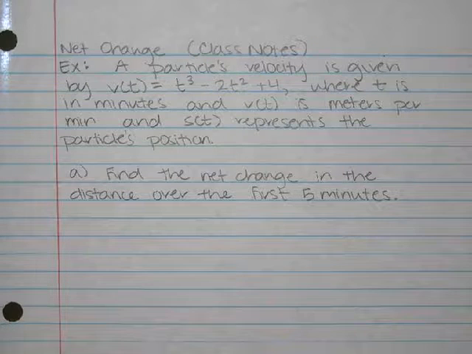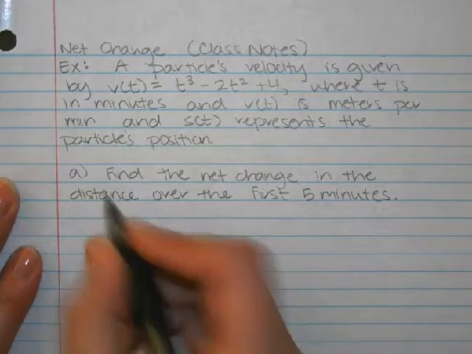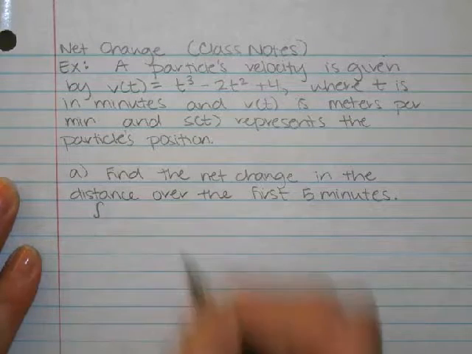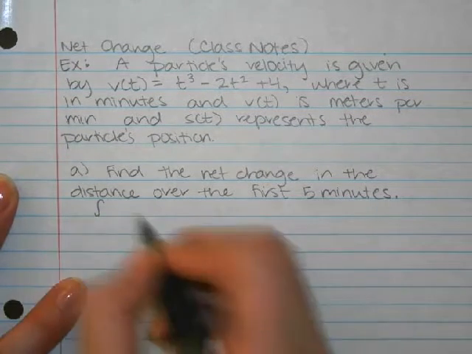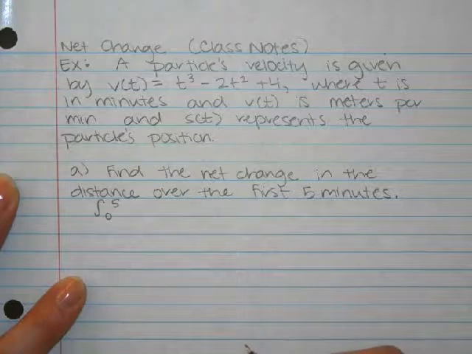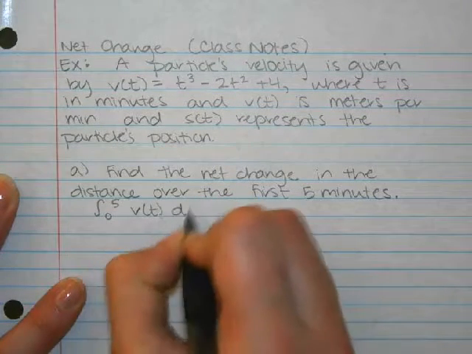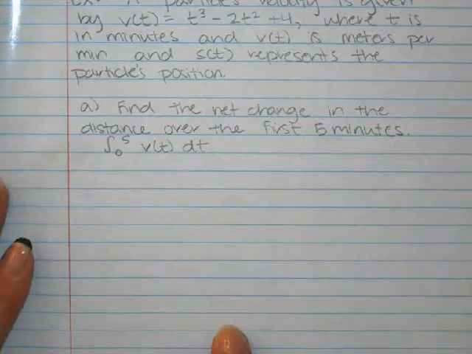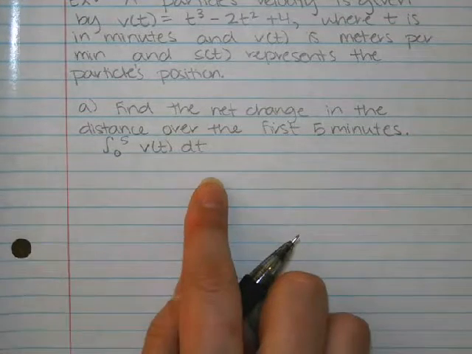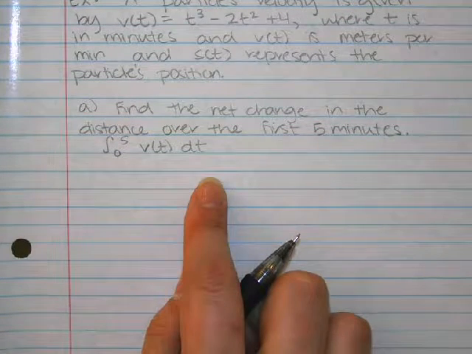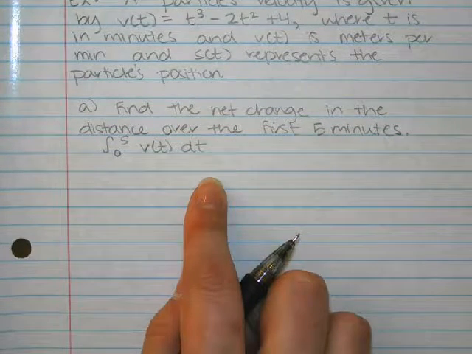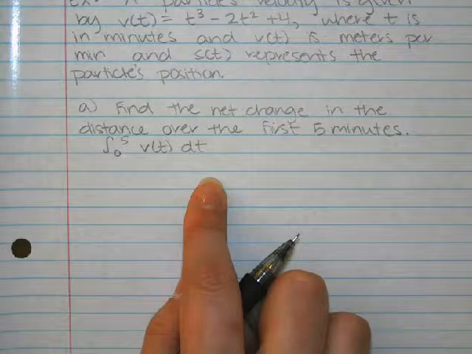So how do we write that using integrals? So the integral, or the sum, from 0 to 5 of v of t dt. Okay, so that's what we're going to find. When we calculate it like this, are we finding the displacement of the particle or the total distance the particle traveled? Remember what the two things mean.